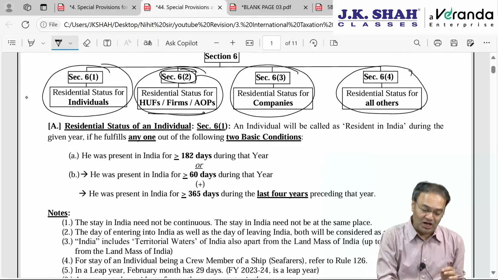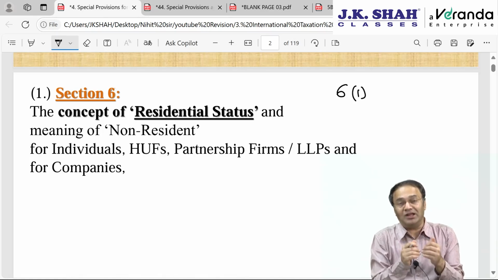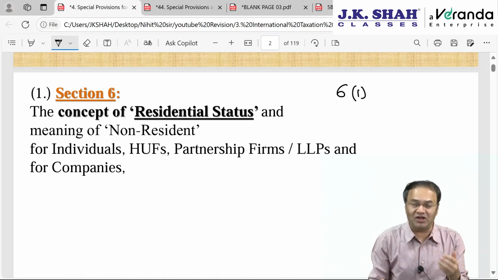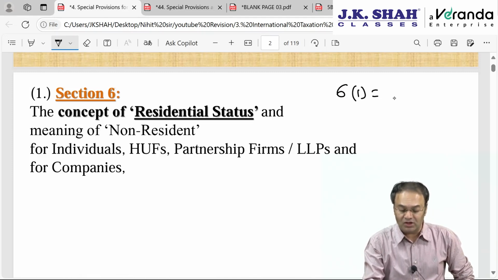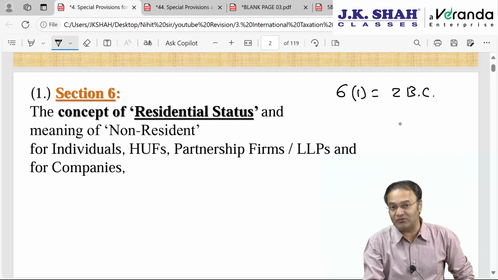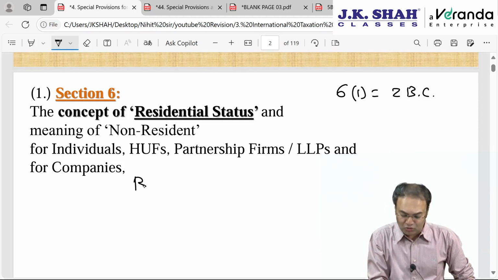So primarily starting with residential status of individuals. As far as individuals are concerned, we can determine the residential status based on number of days of presence. You know about it. Section 6 clause 1, for an individual, there are two basic conditions. We call it BC. If any one of them is fulfilled, either number 1 or number 2, then the individual will be called a resident in India. So two basic conditions, any one has to be fulfilled.